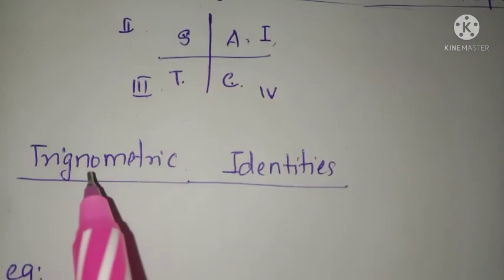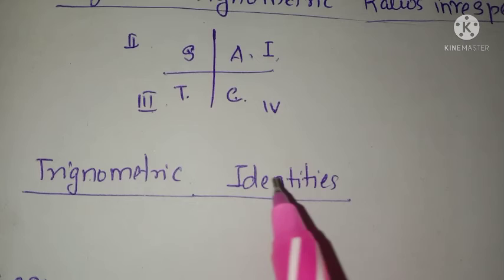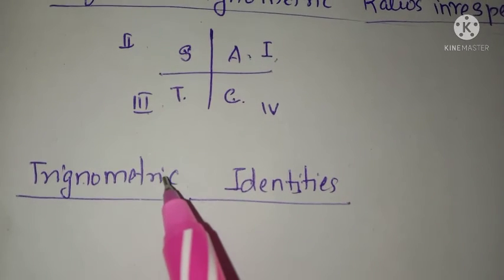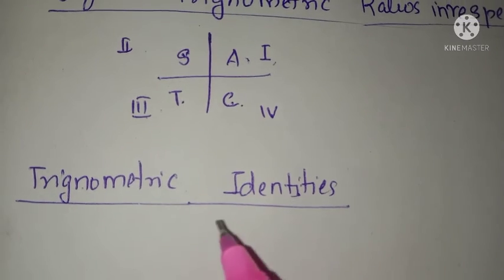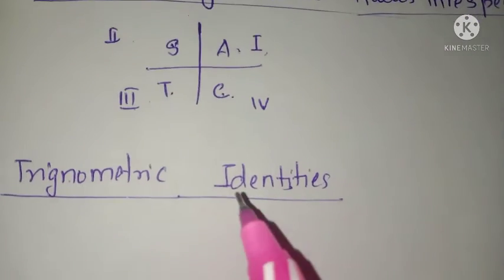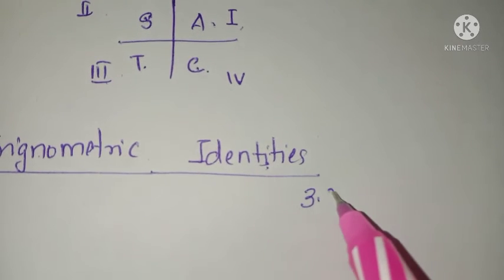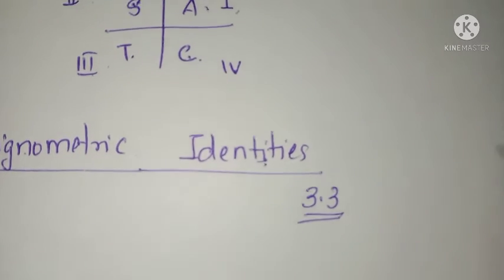Okay. And the last topic is trigonometric identities. Listen children, in the chapter we can see a lot of formulae or identities. So you have to learn all the identities by heart, and write and study exercise 3.3. Okay.